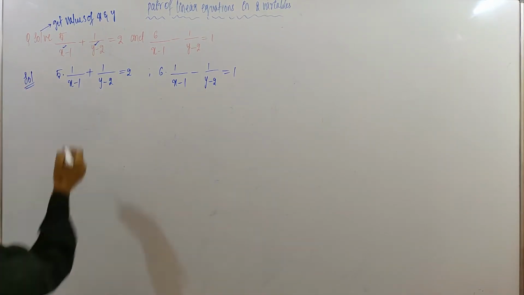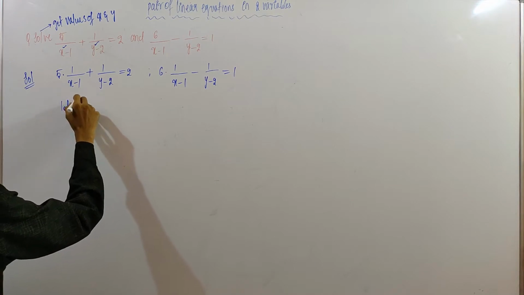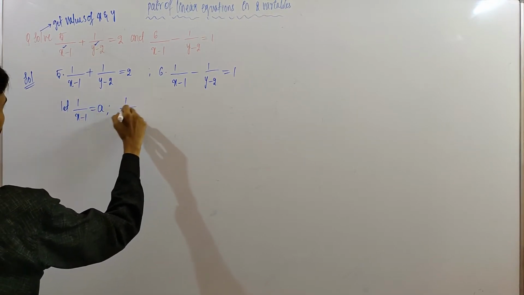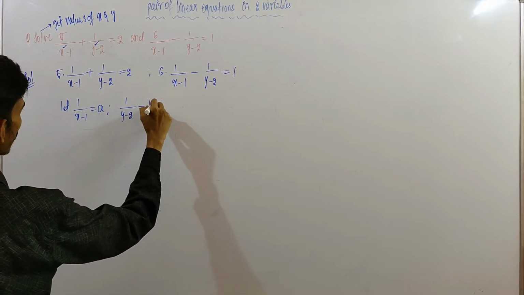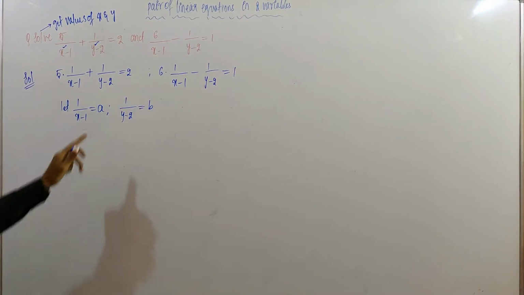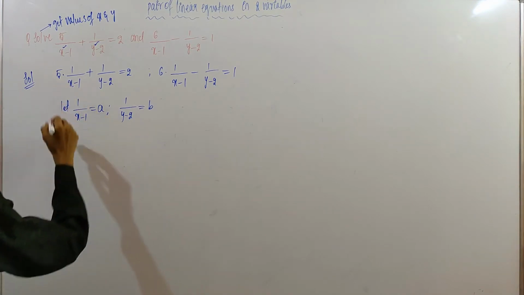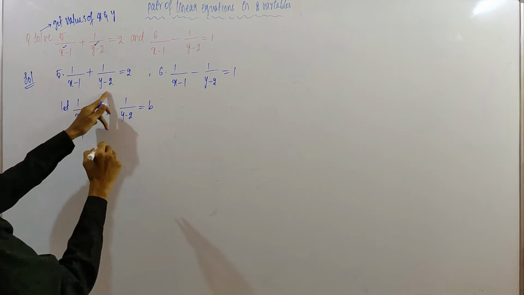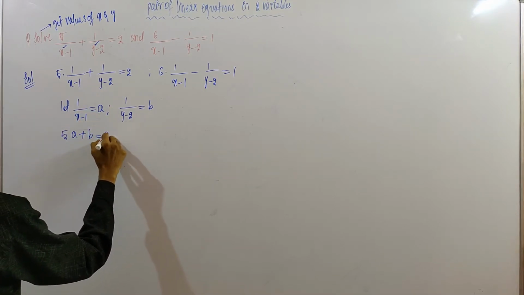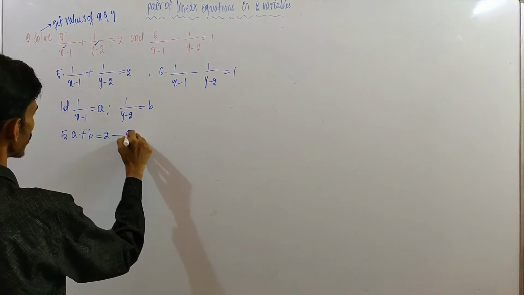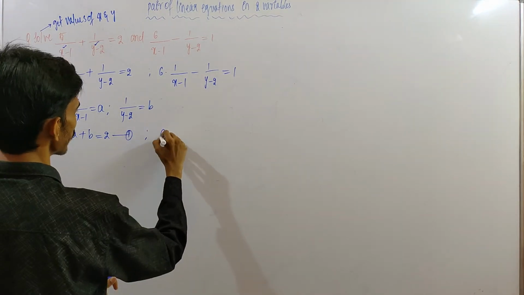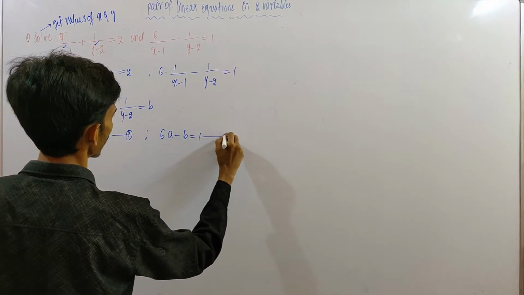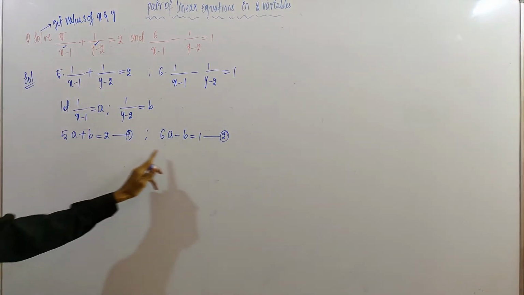Now we have the same terms, 1 by x minus 1 and 1 by y minus 2. So let us suppose 1 by x minus 1 as a and 1 by y minus 2 as b, for simplicity. So this equation will become 5a plus b is equal to 2. Let us take this as equation 1. Similarly, the second equation will become 6a minus b is equal to 1. This is equation 2.